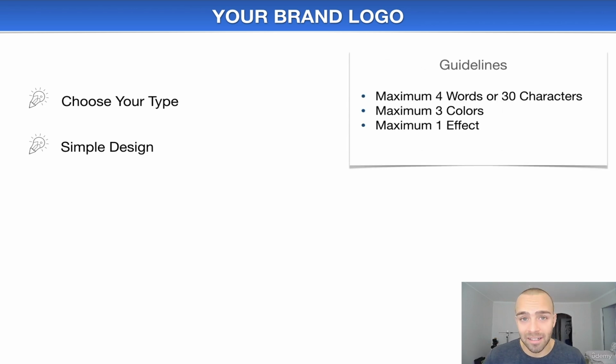Next step, guidelines. Keep it at maximum 4 words or 30 characters, which means 30 letters, and that is also including the spaces between the different letters. Maximum 3 different colors, maximum 1 effect. If you have a very colorful logo, it can also be hard to recognize where the color should be, and therefore the mind has a hard time recognizing your logo. Think about flags that have more than 3 different colors. Do you remember where the color should be on the flag? On which side? Is it up, middle, or down?